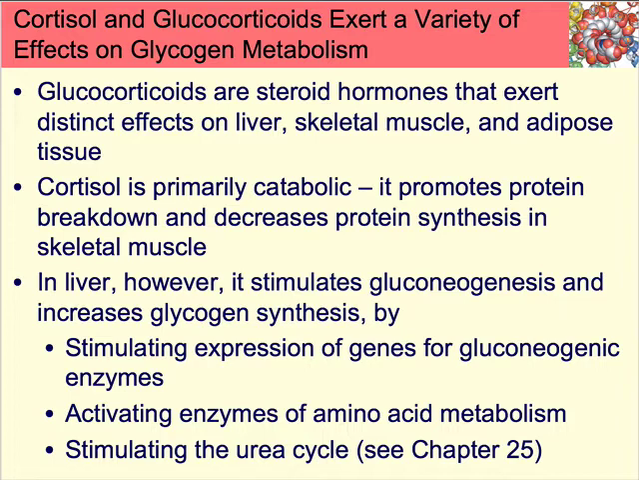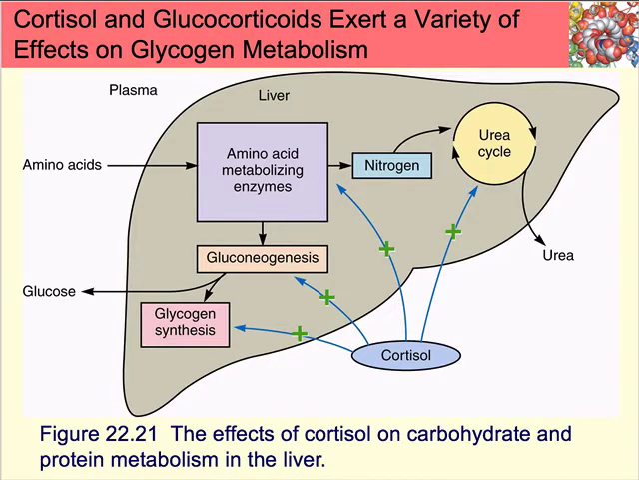In liver, on the other hand, cortisol stimulates gluconeogenesis and increases glycogen synthesis in several ways. It stimulates expression of genes for the gluconeogenic enzymes, activates enzymes of amino acid metabolism, and stimulates the urea cycle, which we'll meet in Chapter 25. Some of these effects are shown here. Cortisol can act on the urea cycle, on the amino acid metabolizing enzymes, on the gluconeogenesis process, and also in glycogen synthesis, activating all of these.